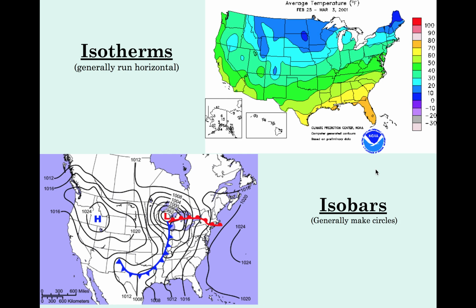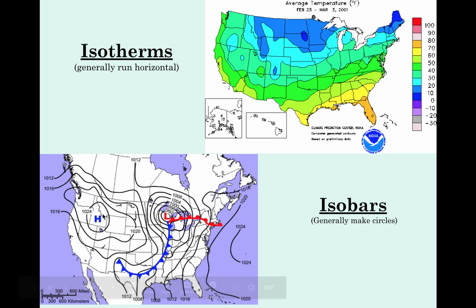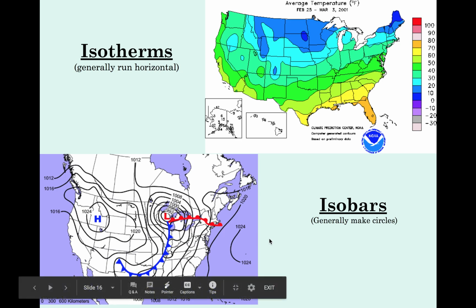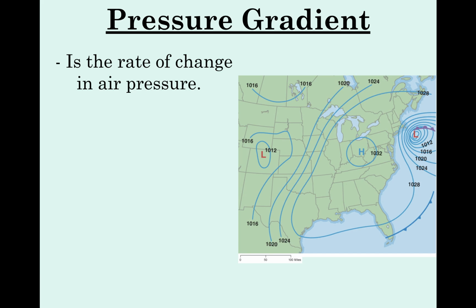Isobars, on the other hand, tend to make circles. So here we can see a bunch of isobars, those black lines, that go in circles around either the high pressure system or the low pressure system. As we may remember, wind will go from high pressure to low pressure. Speaking of pressure, isobars allow us to see the pressure gradient. The pressure gradient is the rate of change in air pressure.